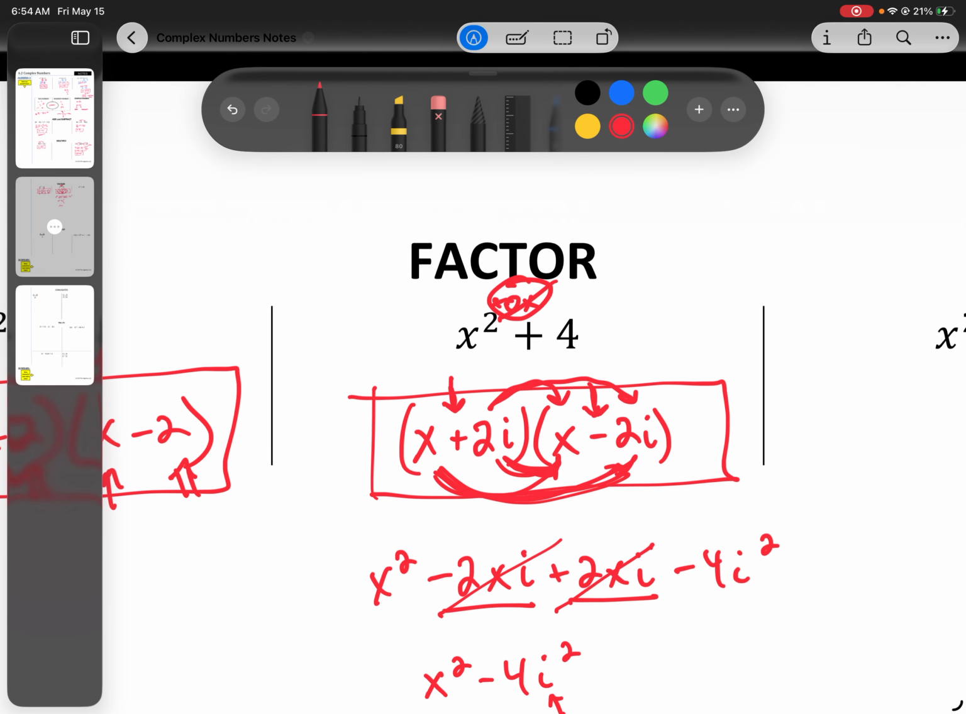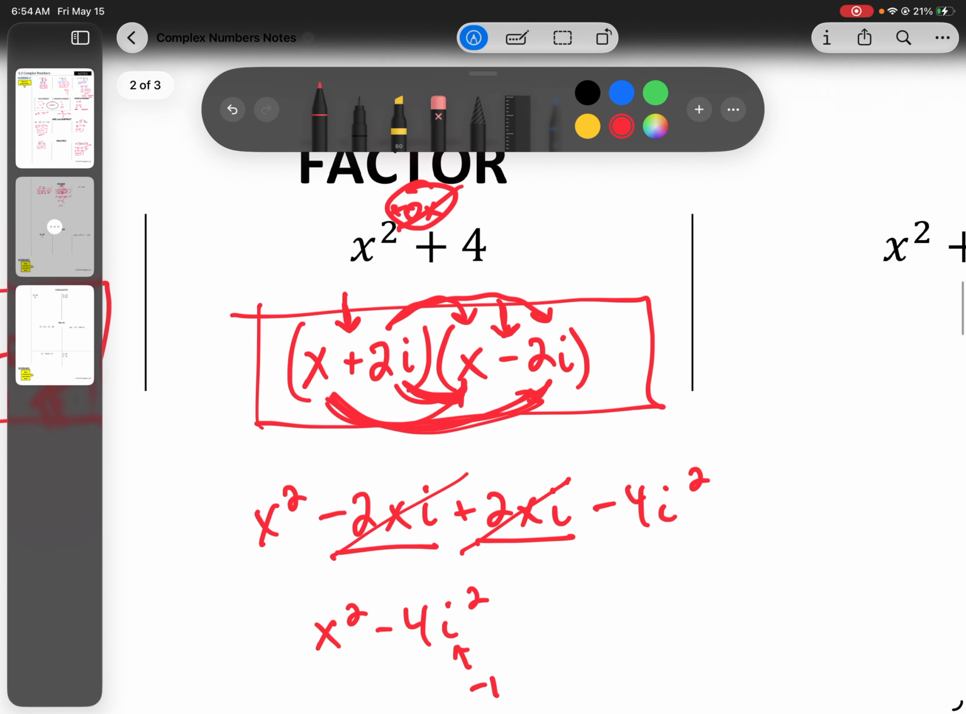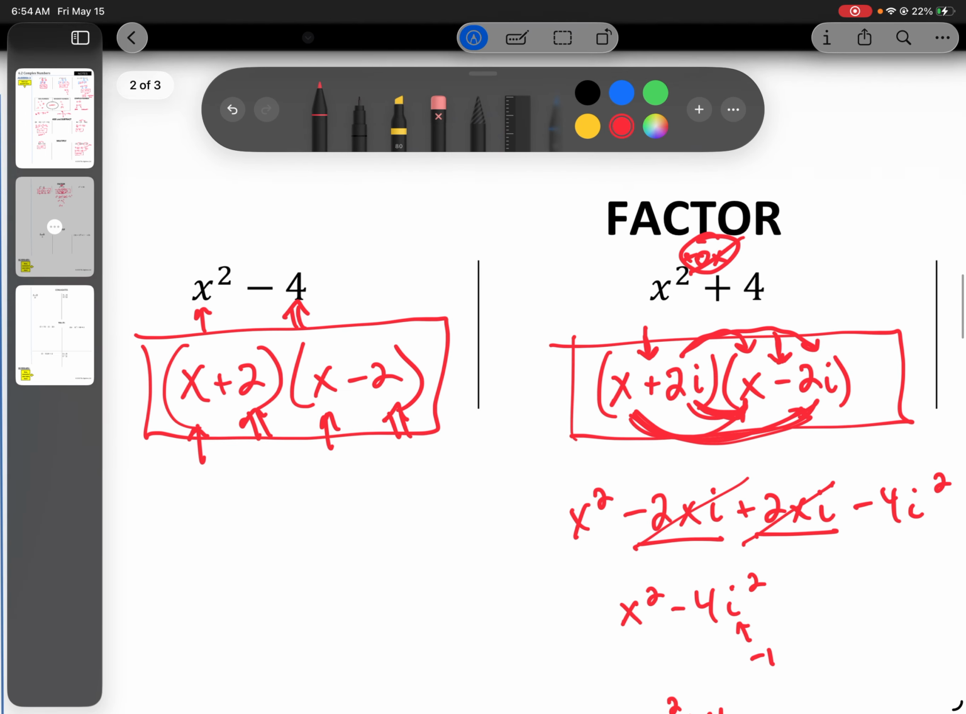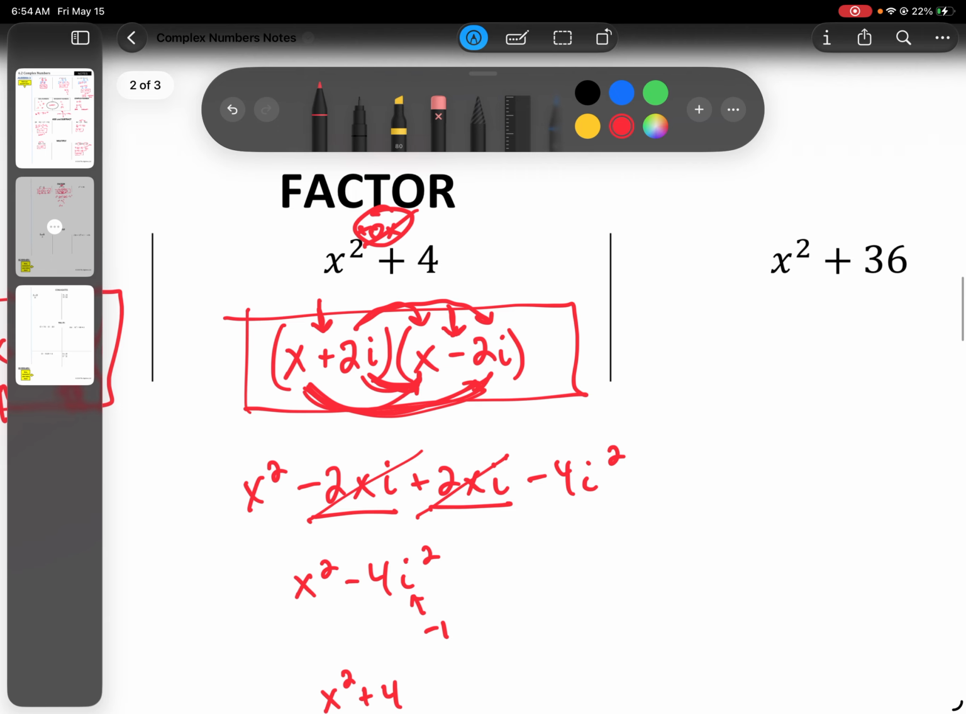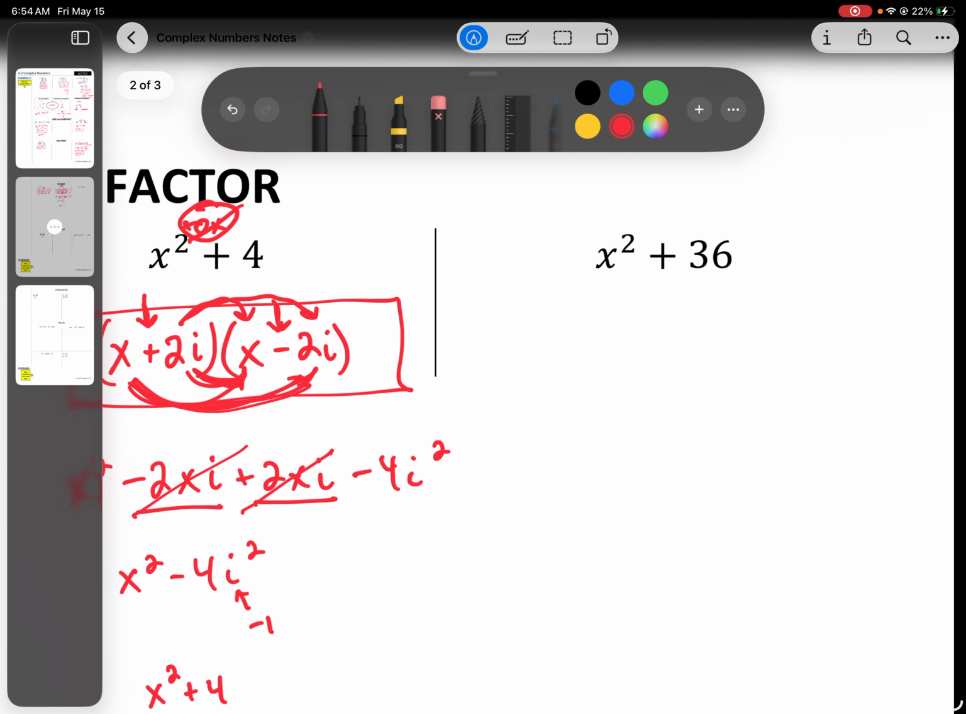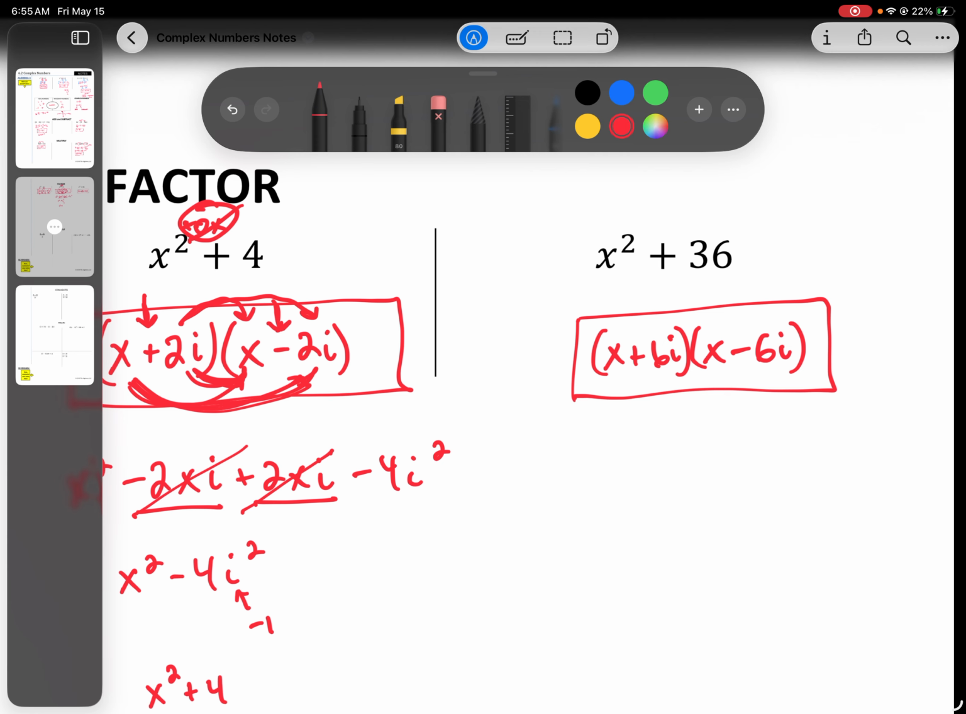You're just going to have imaginary roots, so you've got to put an i in there. It's going to factor just like the other one, x squared minus 4. All right, let's try it again. If this were x squared minus 36, it would factor by difference of two squares into x plus 6 and x minus 6. But I need it to be a sum of two squares, so I'm going to put imaginaries in there, and it's going to work out. So now we know how to factor this type of thing.